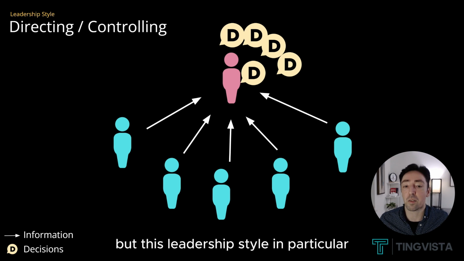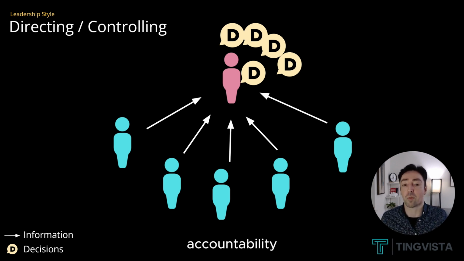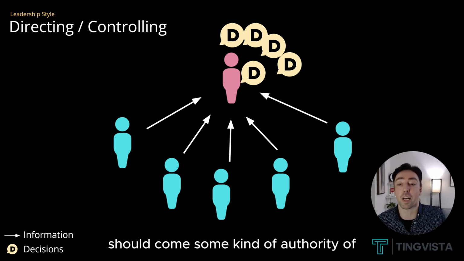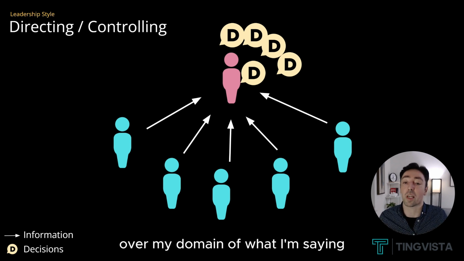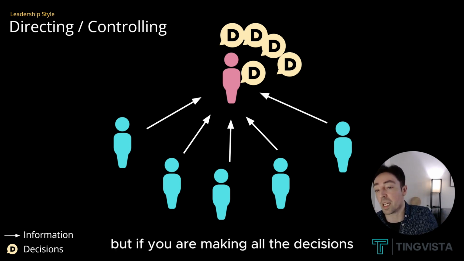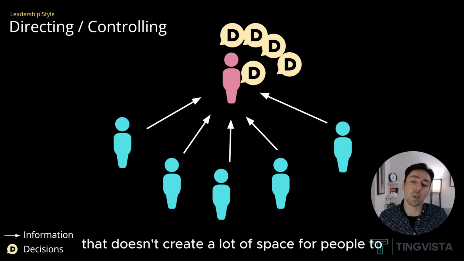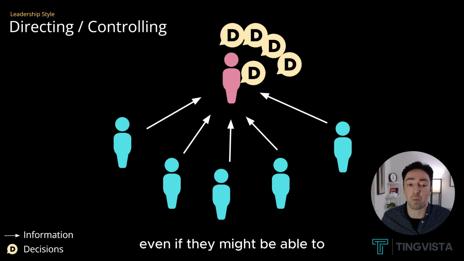But this leadership style in particular doesn't allow a lot of space for people to take on accountability and ownership, because with accountability should come some kind of authority. If I'm going to own this, I should have some degree of flexibility or agency over my domain of what I'm saying I'm going to own. But if you're making all the decisions and everyone understands that you're the decision maker, that doesn't create a lot of space for people to step up and provide something, even if they might be able to.